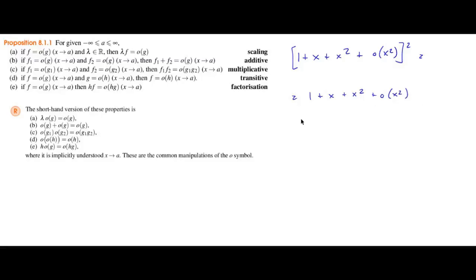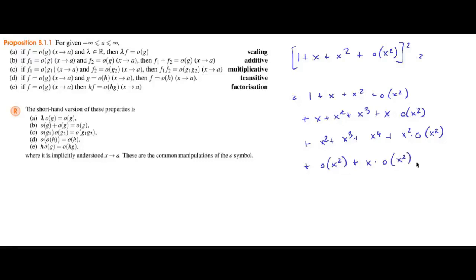And then we have plus x squared plus x cubed plus x times o of x squared, and then plus x squared plus x cubed plus x to the fourth plus x squared times o of x squared, and then we have plus o of x squared plus x times o of x squared plus x squared times o of x squared plus o of x squared times o of x, right?